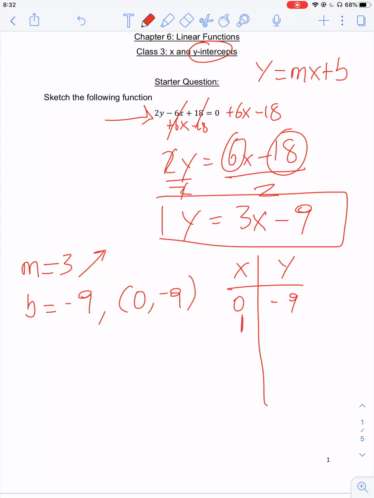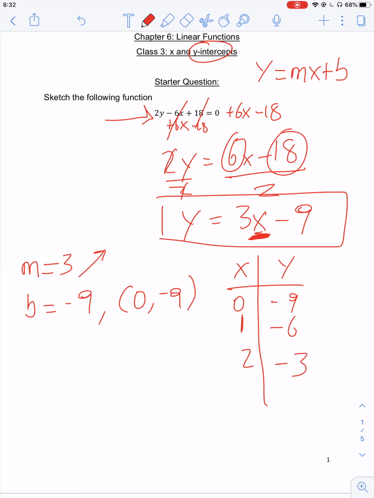if you plug in 1 into your function over here, if you replace x by 1, your y value will just be 3 times 1 minus 9, which will be minus 6. And when you're at 2, then you're going to be replacing this x value by 2. So 3 times 2 is 6, and minus 9 will give me minus 3.